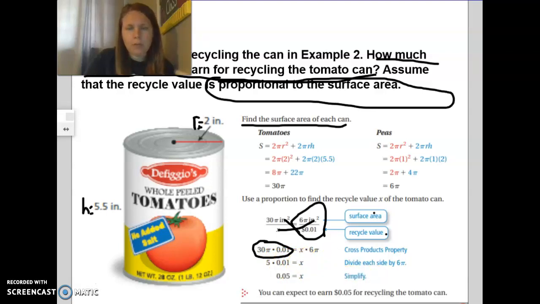So what you should be getting as a result from recycling this can is you should be getting 5 cents. So you can expect to earn 5 cents for recycling the tomato can. Okay. So this is one way where you can use your estimation or your guesses to help you figure out how much money you would be getting back.